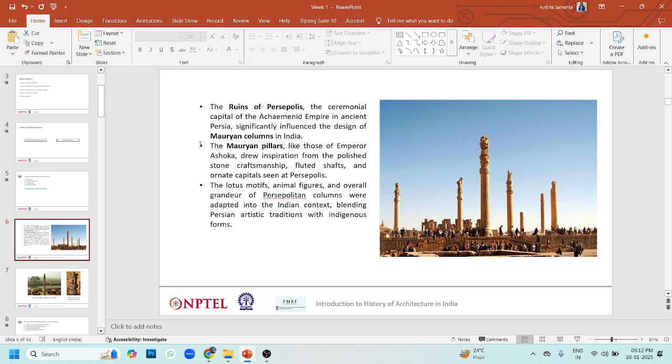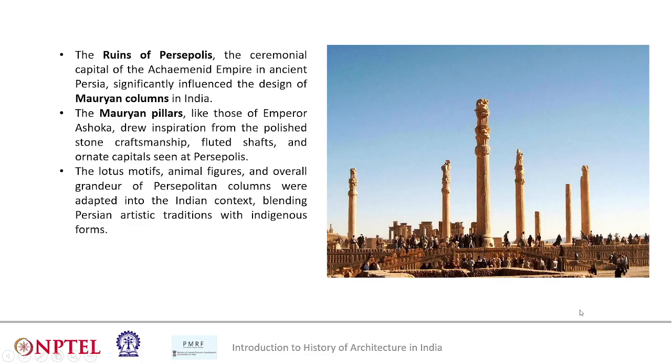Emperor Ashoka drew inspiration from this type of pillars, and the type of stone craftsmanship that you see, the fluted shafts. Even the capitals that you see were a kind of design from the ruins of Persepolis, imitated in the Mauryan pillars. Also, you will see the different types of motifs that were used. If you look at the picture carefully, I'll just show you. Yeah. You can see here.